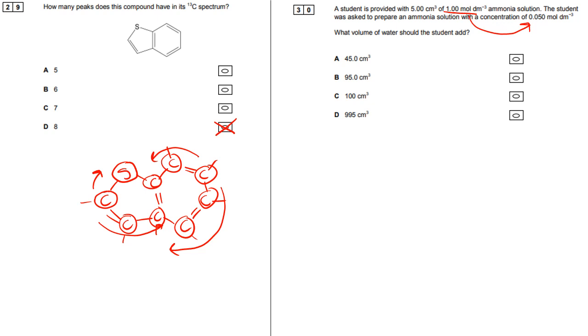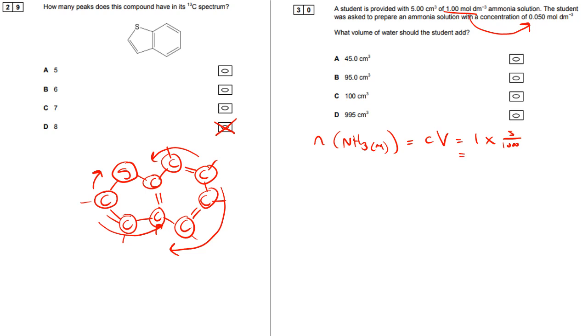So one way you can work out how much volume needs to be added is to work out the moles of ammonia. So the moles of ammonia is concentration times volume. So concentration is 1, volume is 5 centimeters cubed.